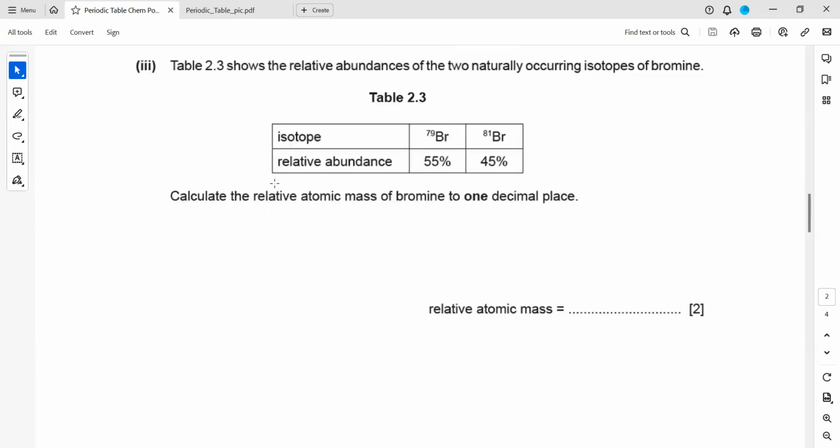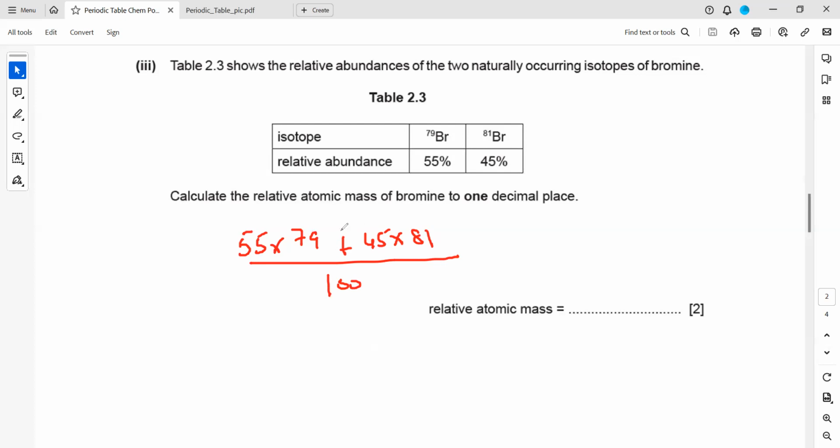Then table 2.3 shows the relative abundance of two naturally occurring isotopes of bromine. In table 2.3, we have bromine 79 is 55% and bromine 81 is 45%. How to work out an average mass of the two isotopes from their relative abundance? So the percentage of the first isotope multiplied by the mass of the first isotope plus the percentage of the second isotope multiplied by the mass of the second isotope and divided by the total sum of the percentages, which will be 100.